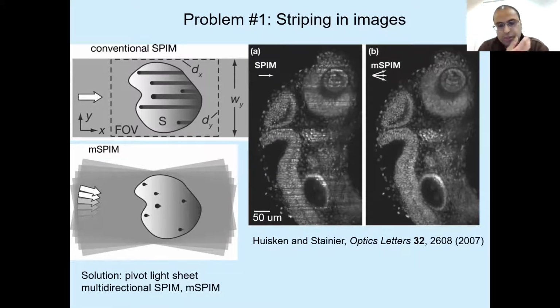Now, this can be ameliorated by taking your light sheet and scanning at high speed. By pivoting the light sheet at high speed, you have less chance of generating a shadow in any particular direction. By doing this in the so-called multi-directional SPIM or MSPIM, you can get much cleaner images. This has been, I think, commercialized and licensed by Zeiss. So, a simple idea to get around this. But if you don't do it and you're imaging a large specimen, you might get these kinds of line artifacts in your image.